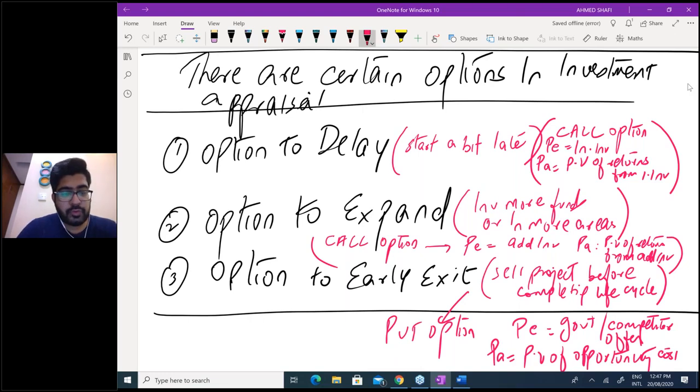If you take the option to exit, it means you have to sell the project. It's a put option, selling means put. PE is the offer which we are receiving, because when we exercise, we receive money, the offer. And PA is the present value of opportunity cost.